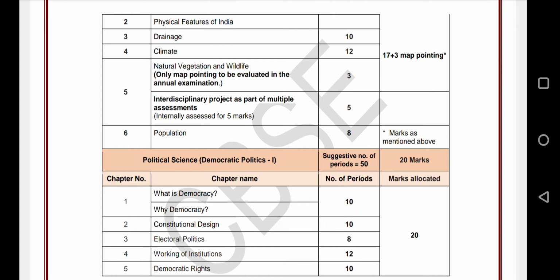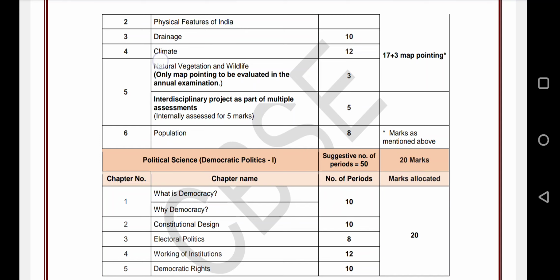Next we have chapter number 6, which is population, which is quite similar to your human resource. If you have the memories of human resource, you will be easily learning this. There are many factual details, 2011 census data we should remember, then it will be easy.